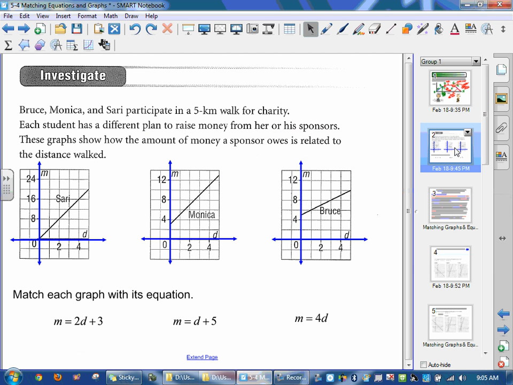Okay, now we're going to talk about 3 situations here. We've got 3 different graphs, and it says each student has a different plan to raise money for his or her sponsors. It says the graph shows the amount of money the sponsor owes related to how far that person walks in a walk for charity. Okay? So, we've got Sari, Monica, and Bruce. We have to match the equation to the graph. Okay? Which one do you think matches where?